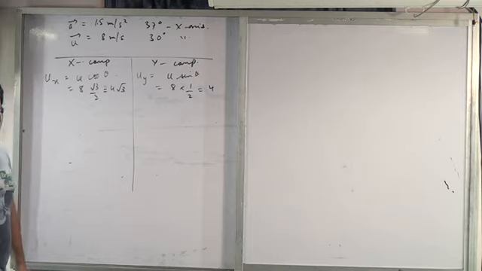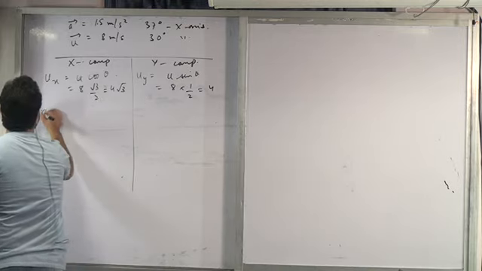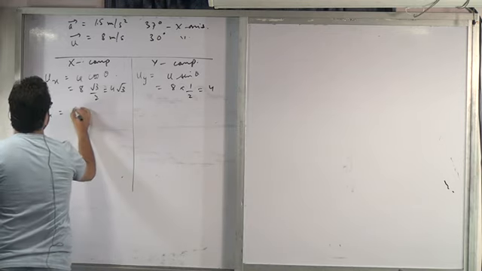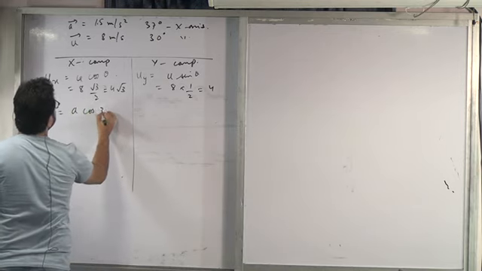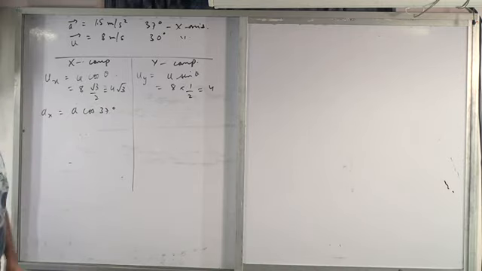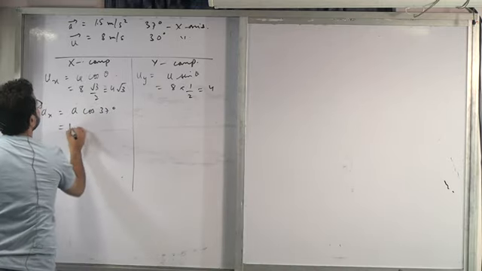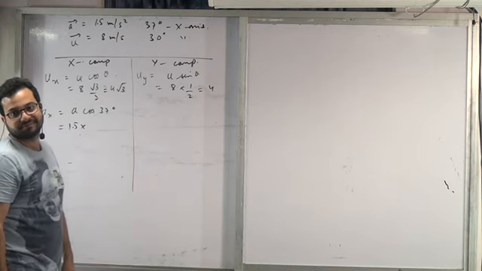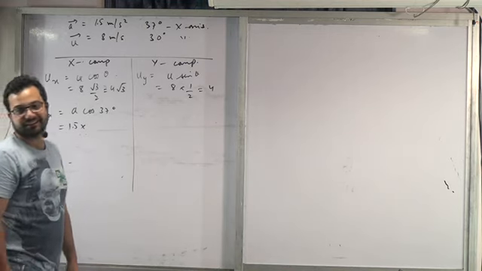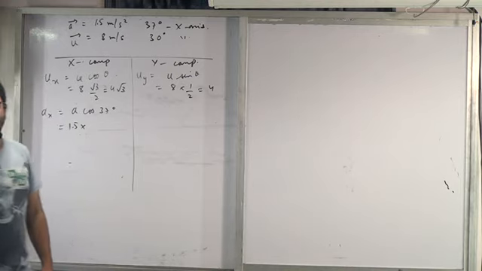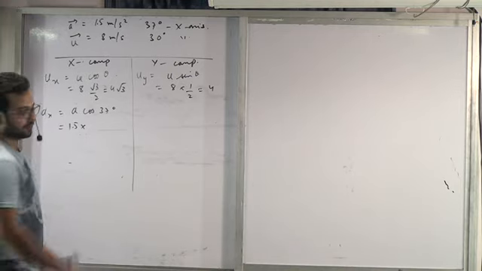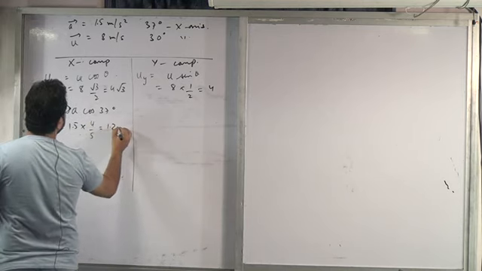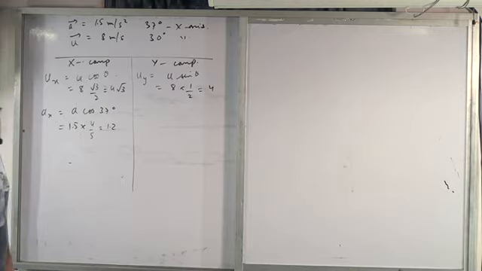Okay, similarly what can I do? I can resolve acceleration also. So what will be the x component of the acceleration? That will be a cos 37 degree. Is that right? So that will be how much? That will be 1.5 times cos 37 degree. What is cos 37 degree? Cos 37 degree is 4 by 5. So this will be 1.2 meter per second square.